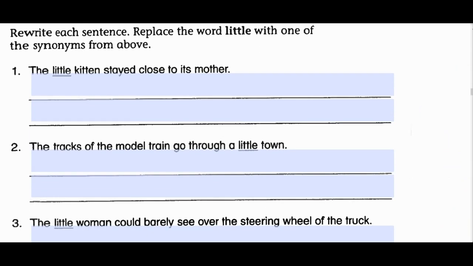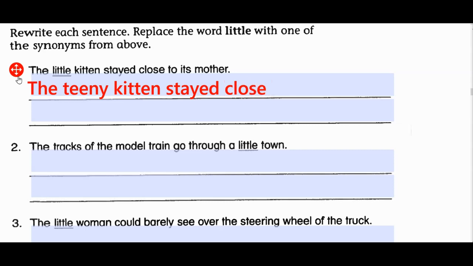So go ahead and rewrite the sentence. Instead of little, I'm going to use what? The teeny kitten stayed close to its mother. How about the other one?